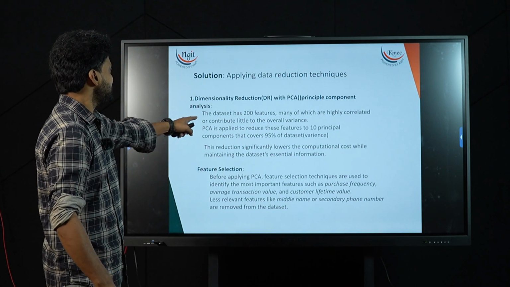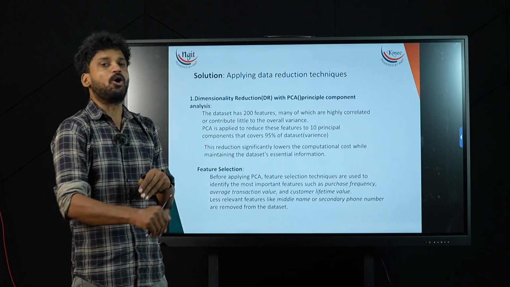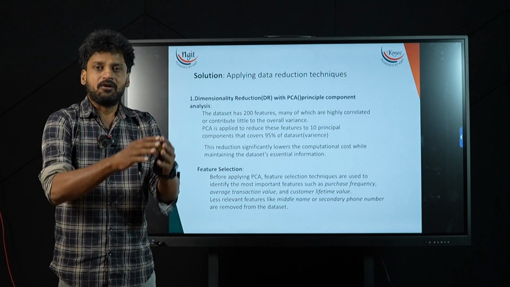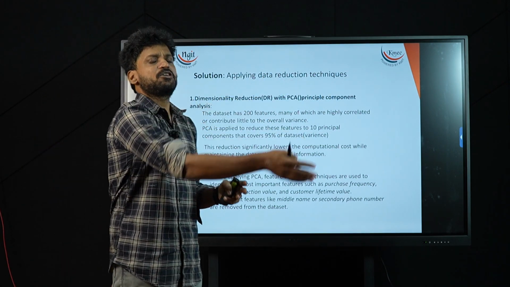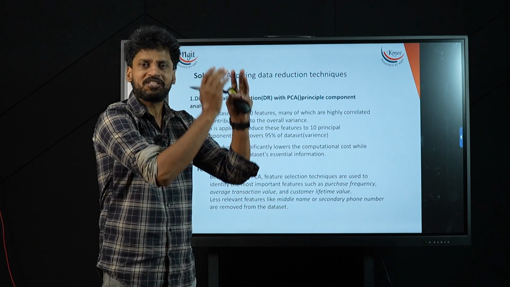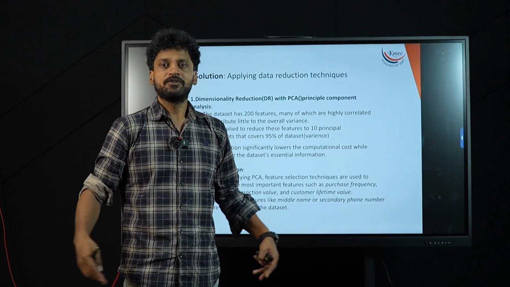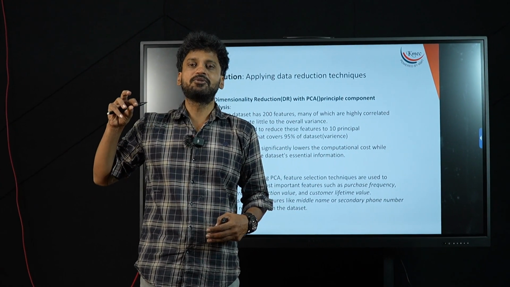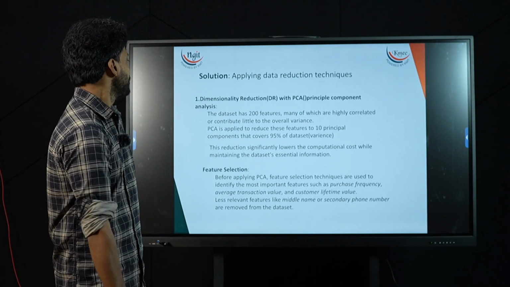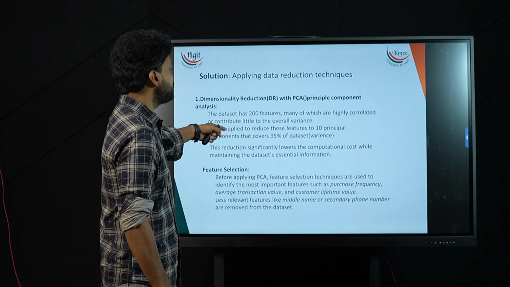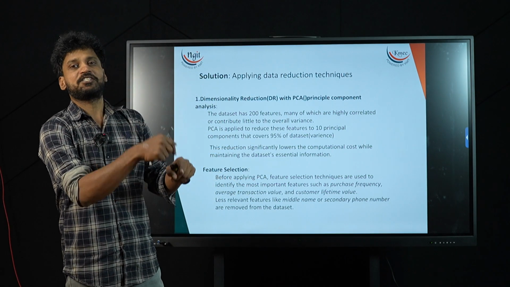What are the principal components? The data set has 200 features, many of which are highly correlated or contribute little to the overall variance. Out of 200, there are 180 or 190 features which are correlating with each other, more or less one and the same. They are talking about the same feature, but the remaining 20 or 15 are distinct. So here we should be able to extract only those distinct features by collecting only the essential ones from the remaining 180. So PCA is applied to reduce these features to only 10 principal components that cover 95% of the data set.